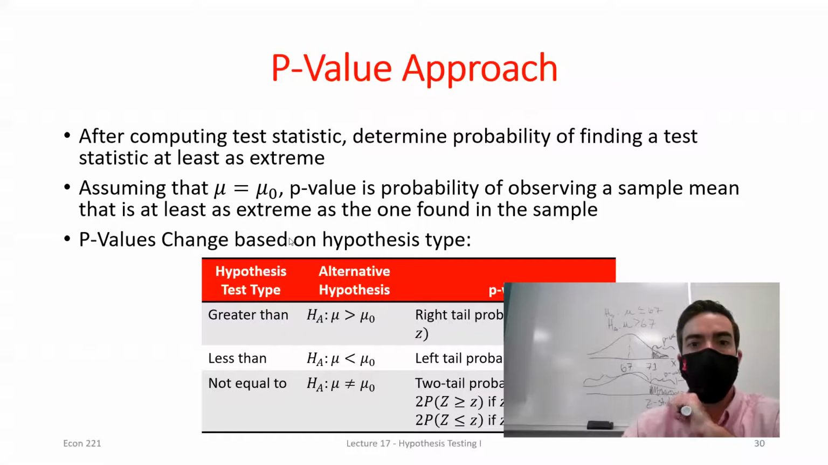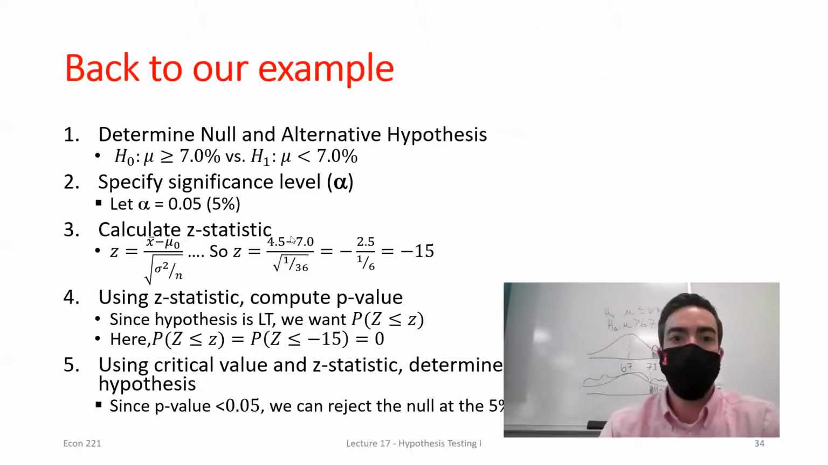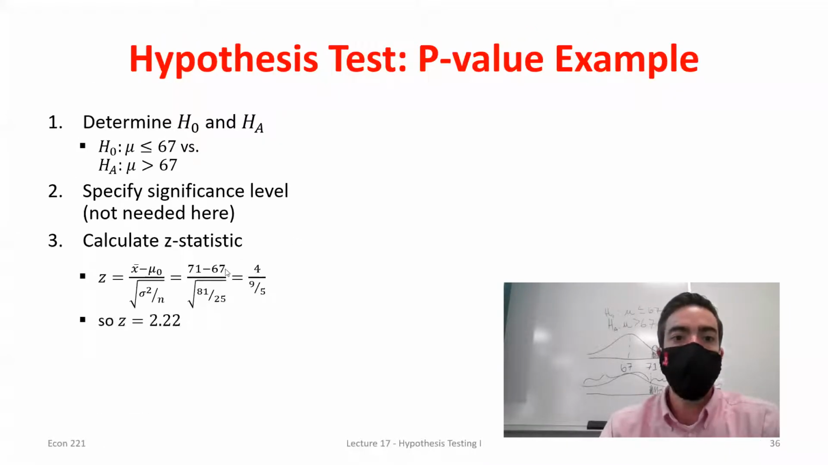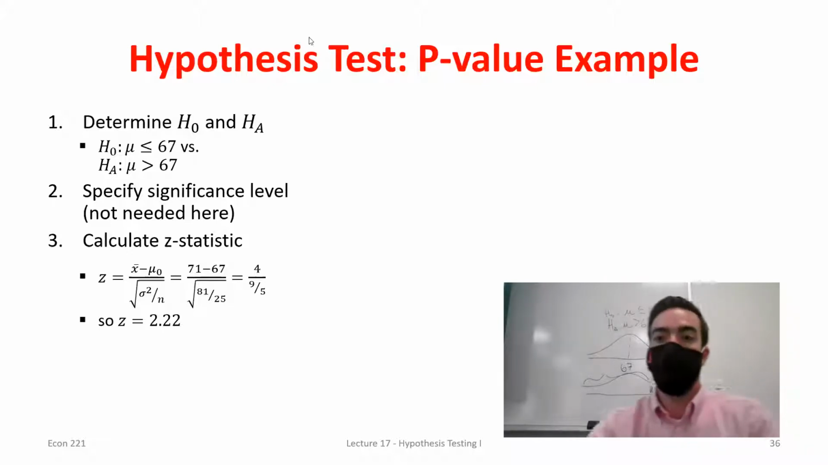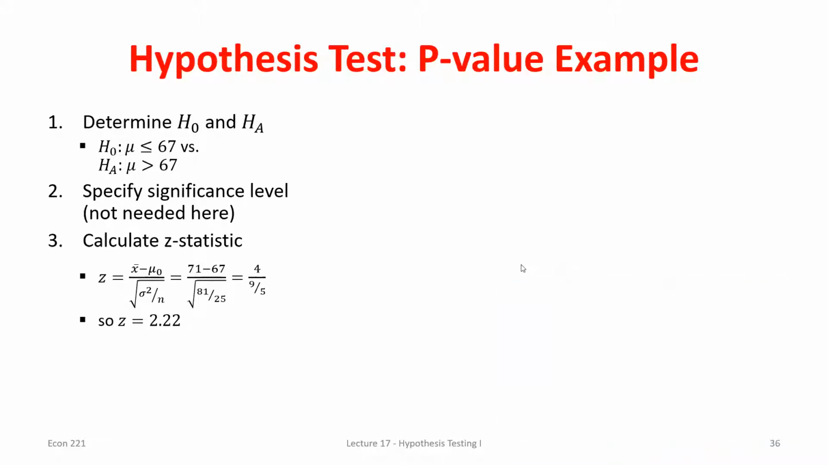So we go back to the problem that we were just working on, right? We plug all of our values in, and we get a test statistic of 2.22, right? So our test statistic, now we know, is 2.22. We can look that up in the table. It'll tell us the area to the left. So let's go ahead and do that.